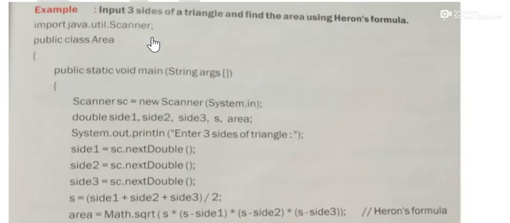Now here is an example where the math class's functions are used in programming. We have to input three sides of a triangle and find the area using Heron's formula. That means root under s into s minus a into s minus b into s minus c. By using this formula, first we have to take three sides from the user. For that we have used the scanner class.